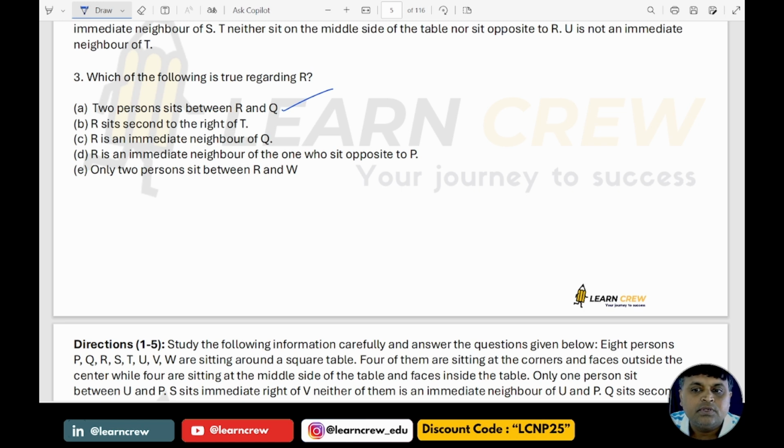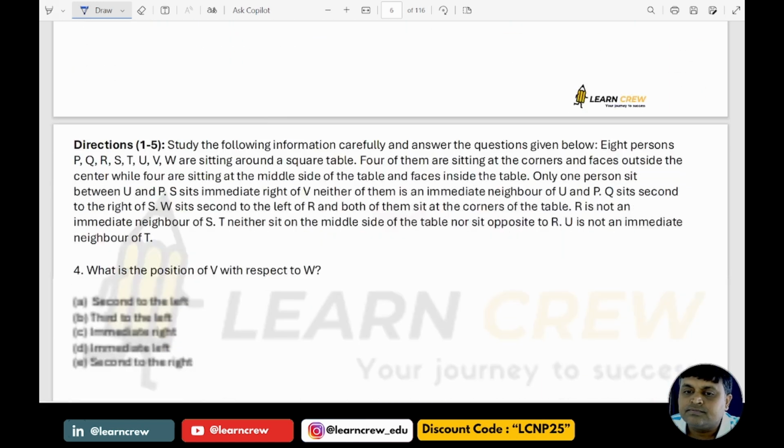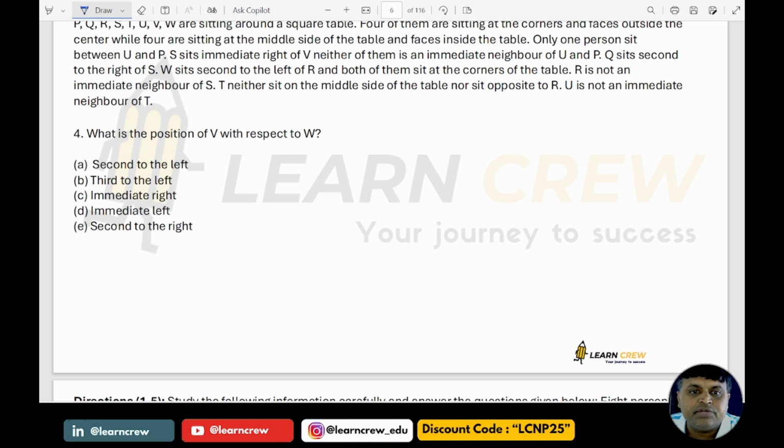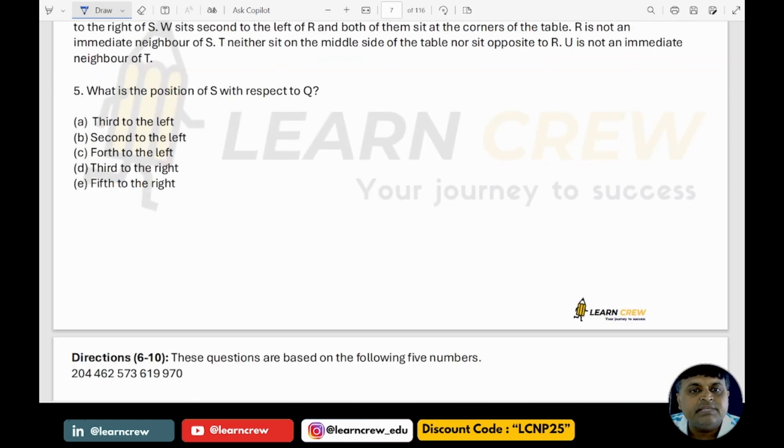Next, question number 4. What is the position of V with respect to W? Second to the left. So the fourth one, answer is A. Next, question number 5. What is the position of S with respect to Q? It is second to the left.